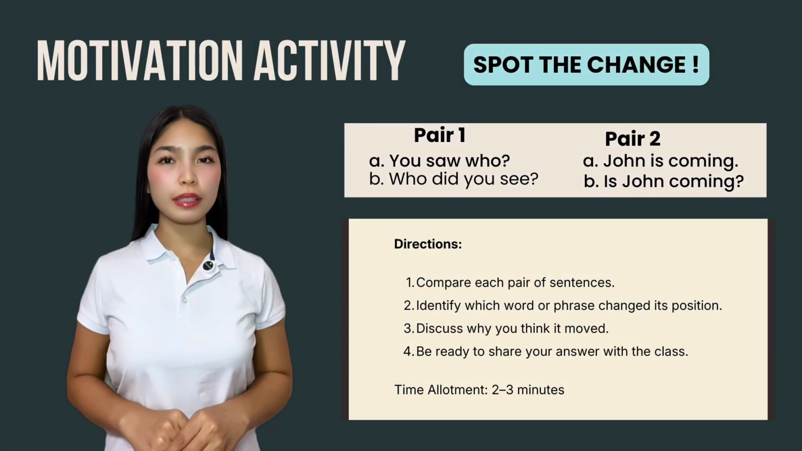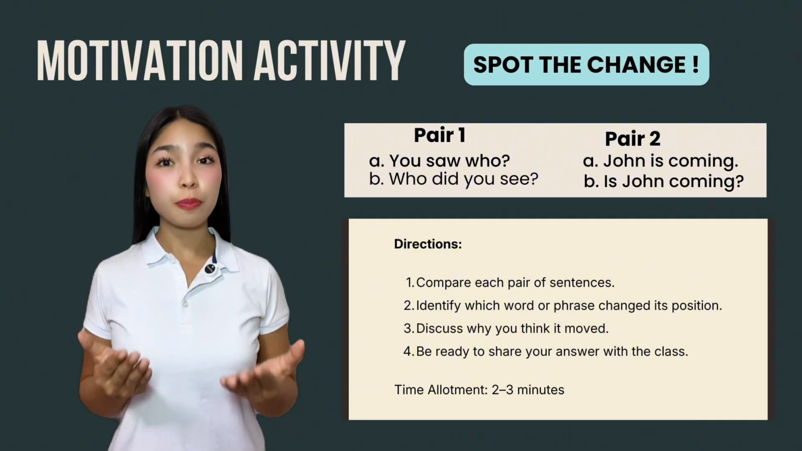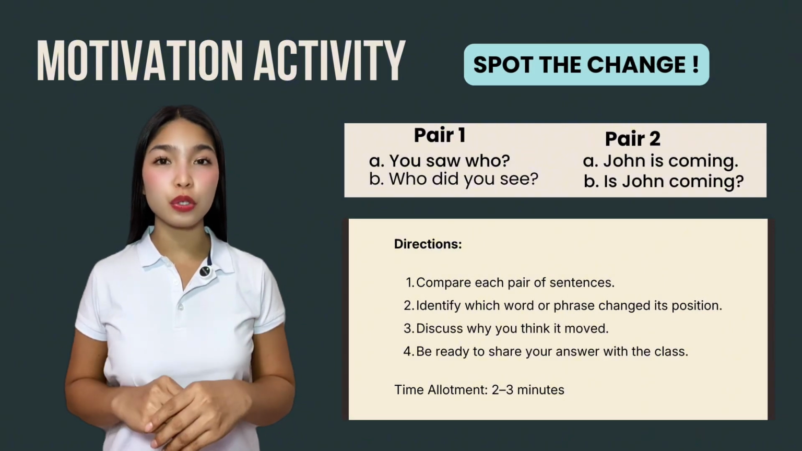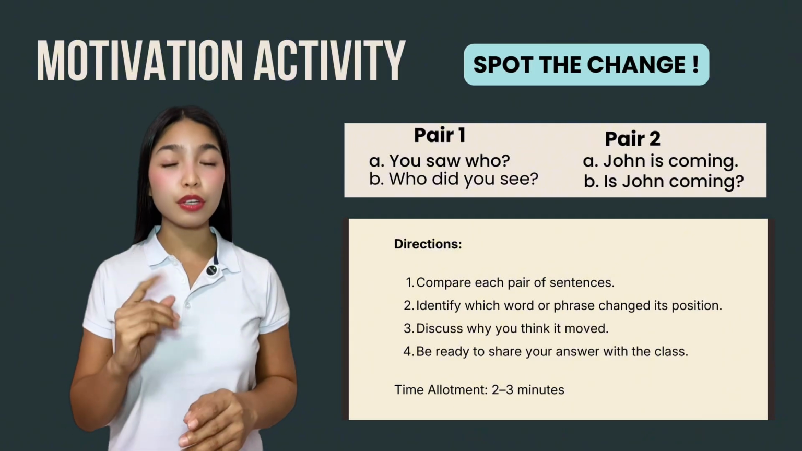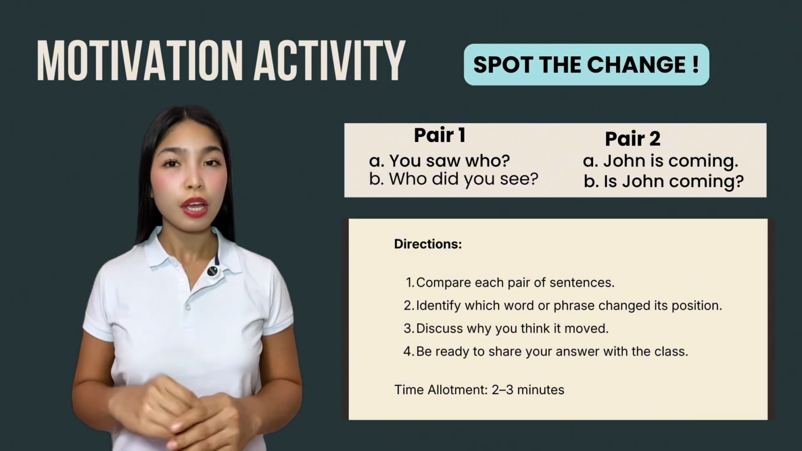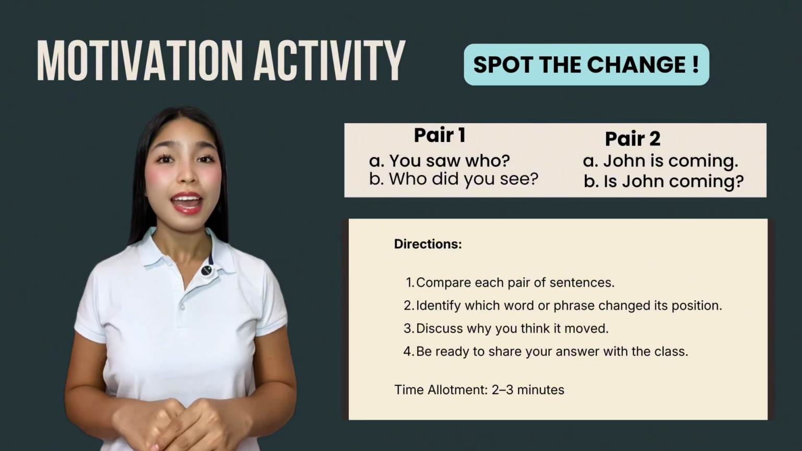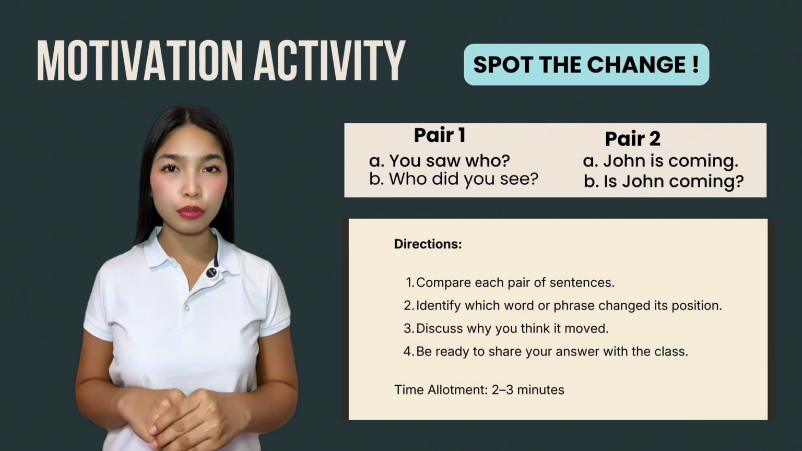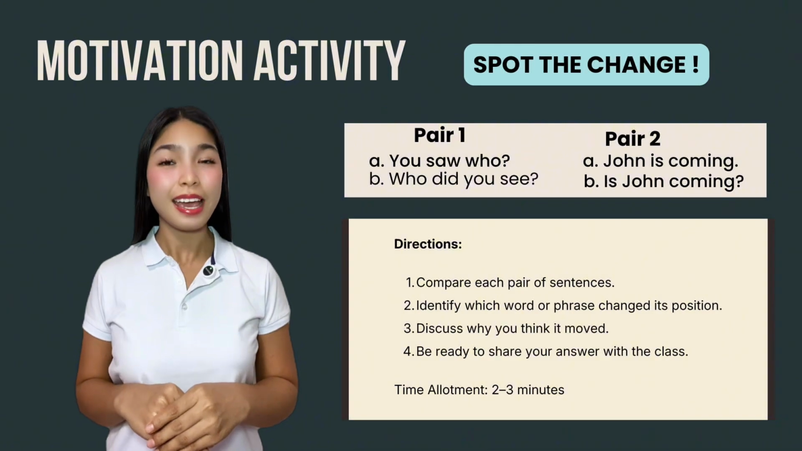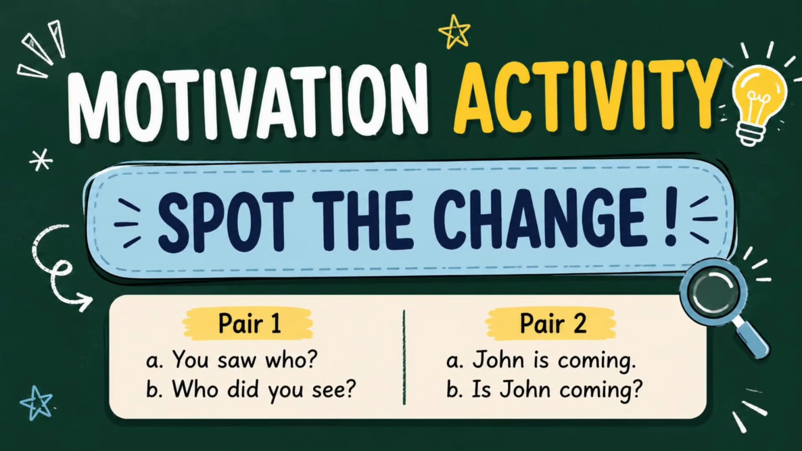Before we formally discuss movement theory, let's begin with a short activity called Spot the Change. For the directions, as you can see, there are two pairs of sentences, and you have to carefully compare each pair and answer the following questions. You have to identify which word or phrase changed its position and discuss why you think it moved. You will have 2 to 3 minutes to do this simple activity and be ready to share your answer with the class. Alright, time is up.